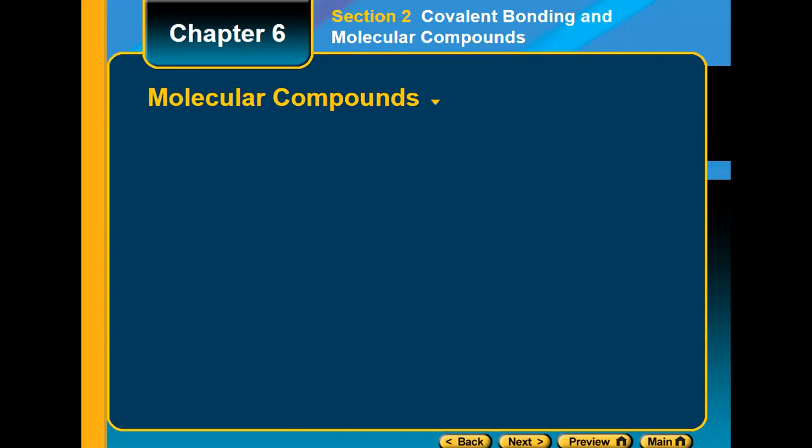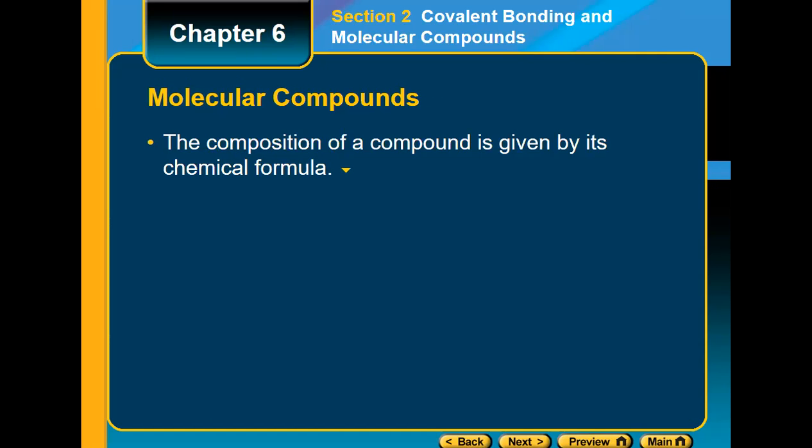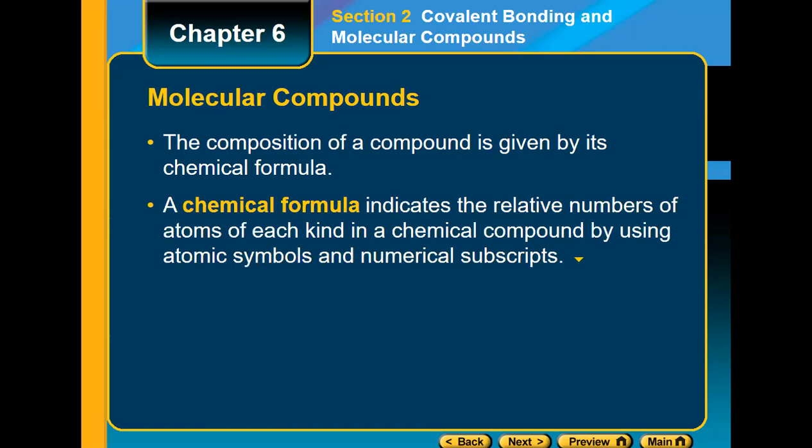The composition of the molecule, meaning the types of atoms and how many of each there are, is represented by something we call a chemical formula. A chemical formula indicates the relative numbers of atoms of each kind in a chemical compound by using atomic symbols and numerical subscripts. For example, NaCl is a chemical formula that represents one sodium atom combined with one chlorine atom, so they form NaCl.